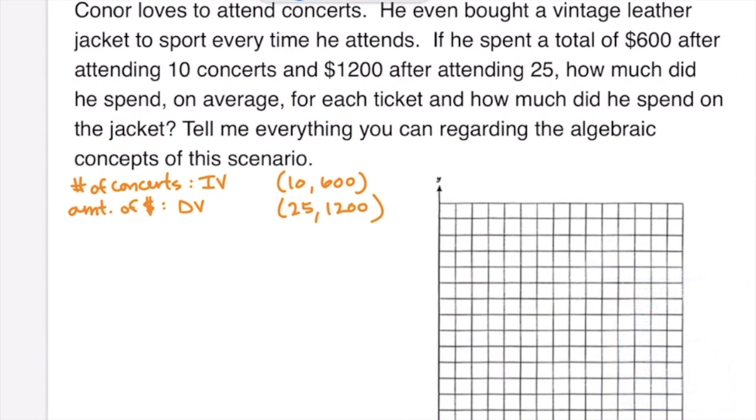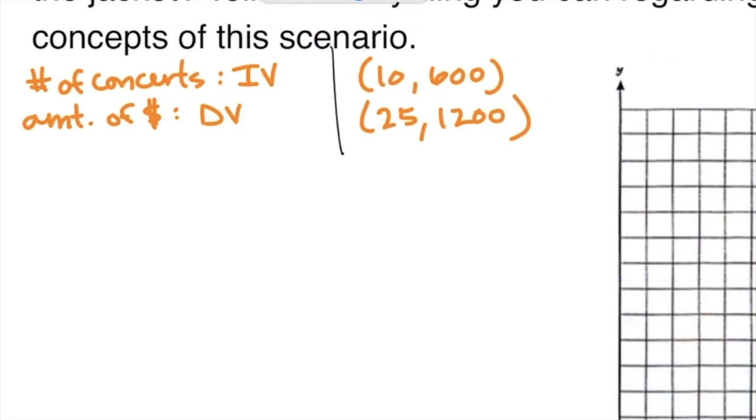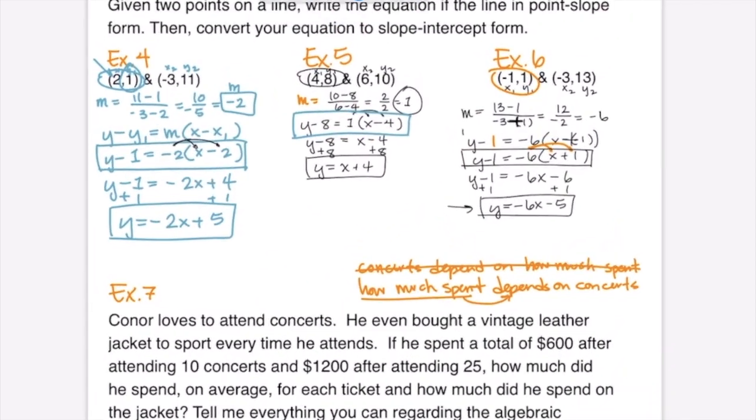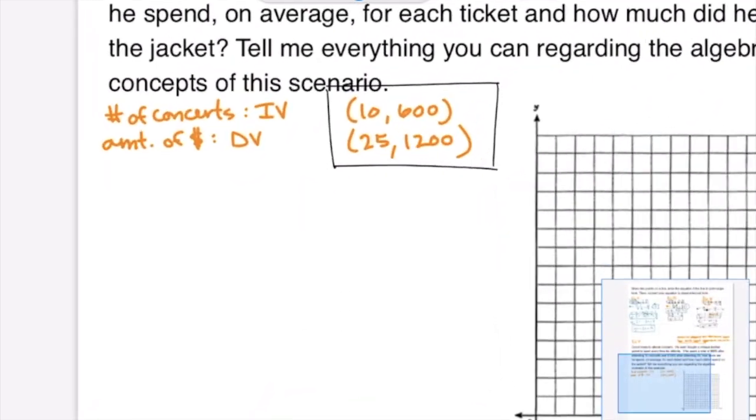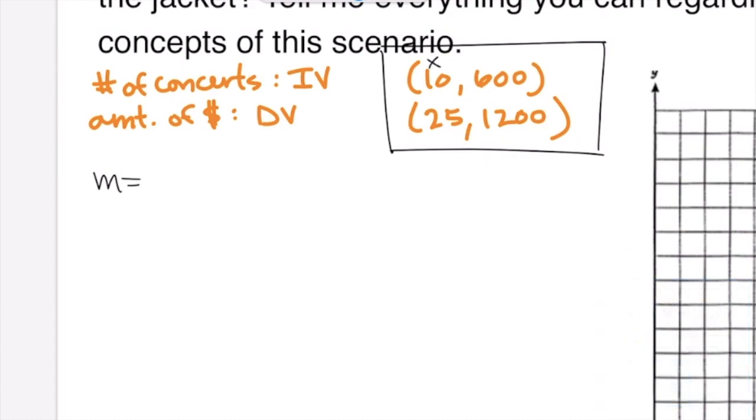Let's see if we can get an equation from this scenario. So if we have two ordered pairs, just like in the examples above, we can write the equation for those scenarios. So what we can do is we can find our slope. We can call this our x1 and our y1. This can be our x2 and our y2. So we can say 1200, that's y2, minus y1, which is 600, over x2, which is 25, minus x1, which is 10.